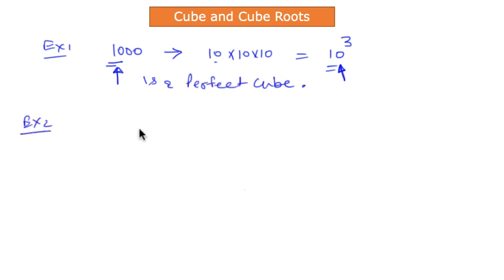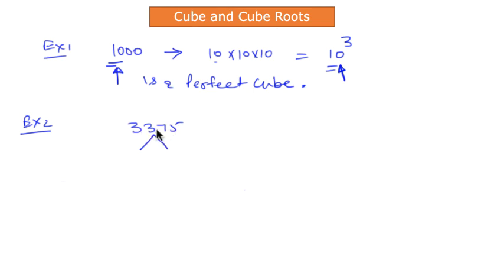The second example is the number 3375. Now this number is slightly more complex compared to 1000. It was very easy to see that 1000 can be written as 10 times 10 times 10. But what will you do when you are given a number like this? Then we will use the same method that we used in finding perfect squares: take that number and divide it into its prime factors.